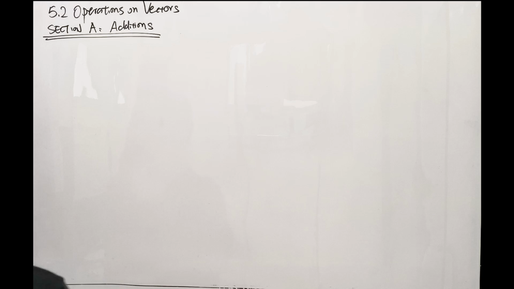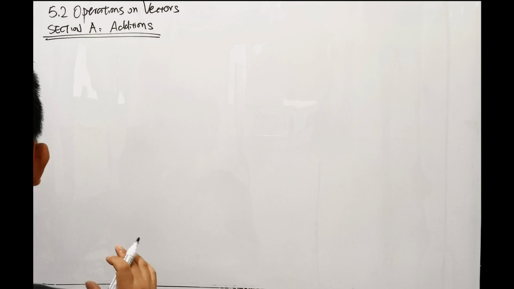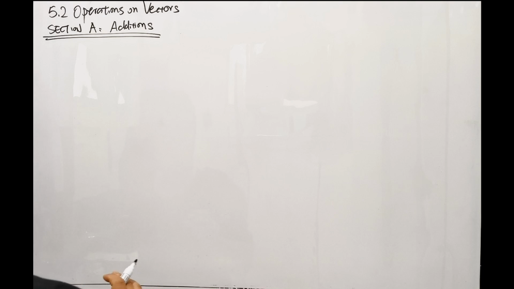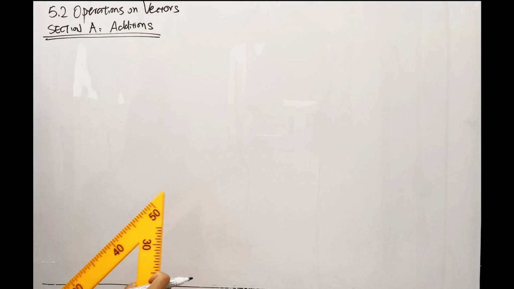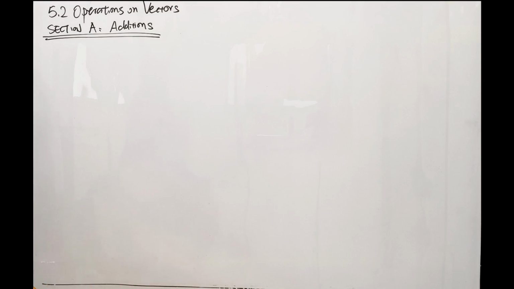So, if an object is translated from A to B and then from B to C, the combined effect is a translation from A to C. Okay, let's draw a diagram to show these things.